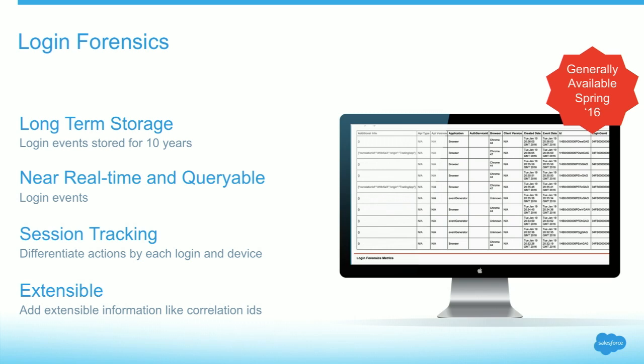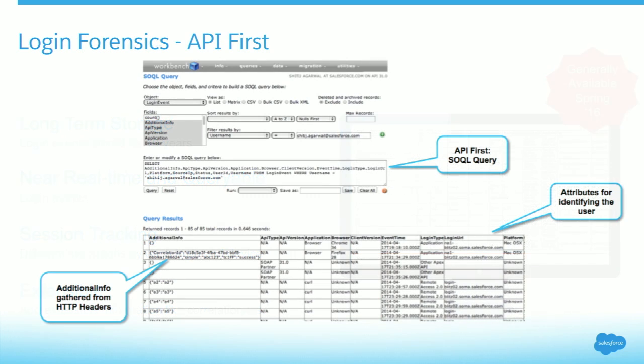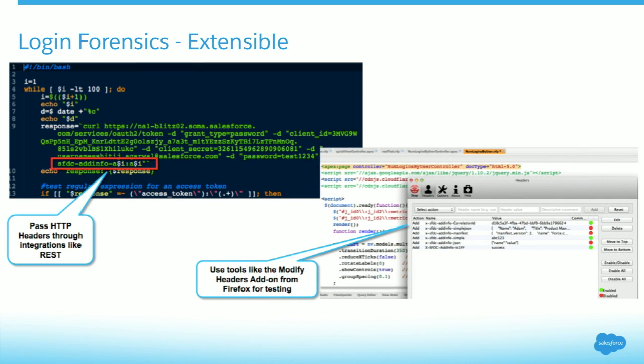So we built out login forensics. It is API first. You have the ability to extend out information. You have not just IDs, but username is in there. You can extend out with the HTTP headers to be able to collect additional information through integration so that you can do advanced profiling characteristics.